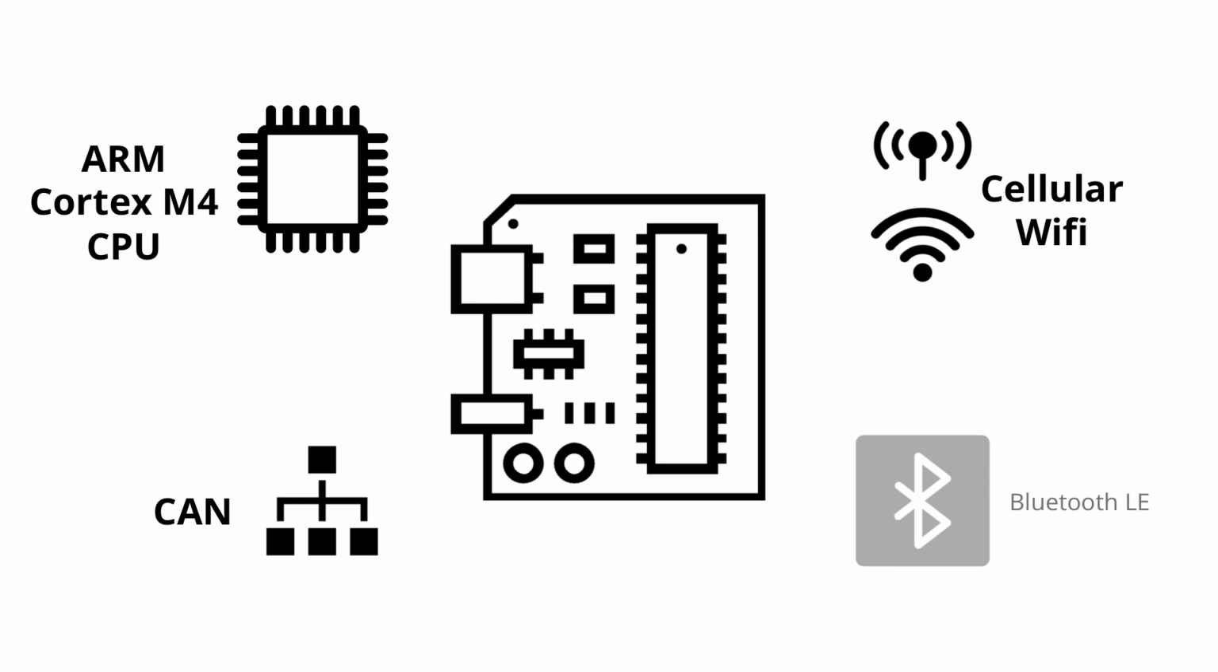The module also has cellular and Wi-Fi, so we wanted to connect to the cloud in some way. So cellular and Wi-Fi was the way to go. And last but not least, the radio module also had Bluetooth.